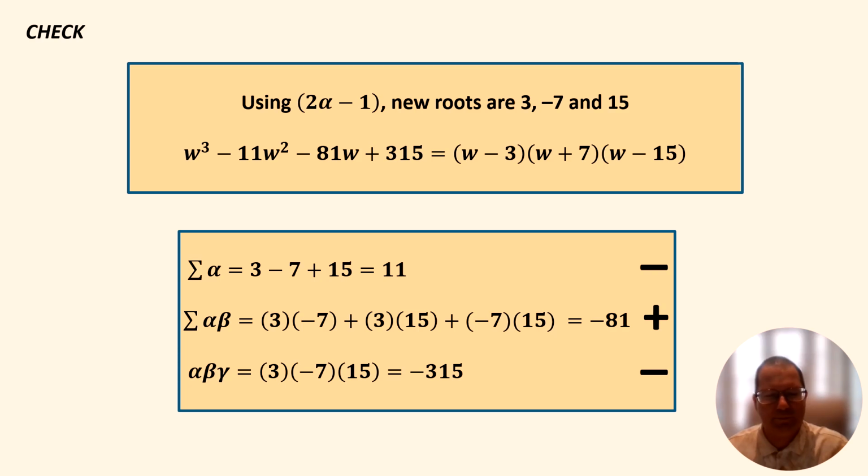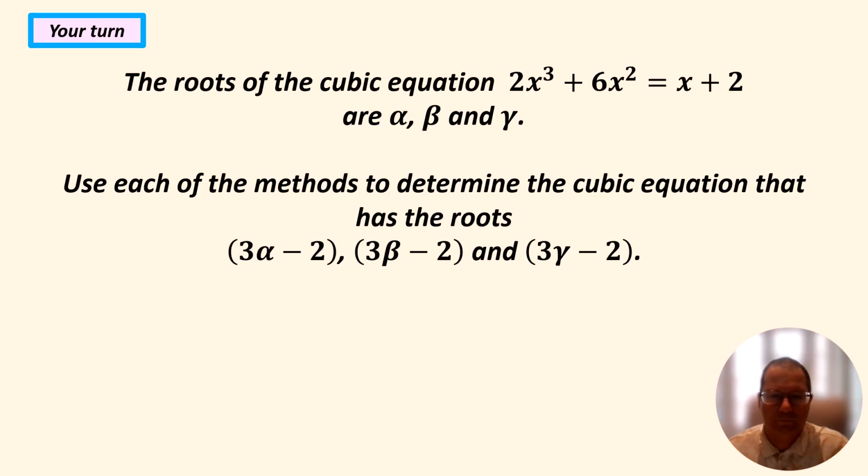And then finally, looking at the sums of the roots, sigma alpha would be 3 minus 7 plus 15 for our new roots, which does indeed equal 11, but we would need to make it negative for the cubic equation. The pair sum is given by negative 81, which would stay the same sign for our cubic equation. And alpha beta gamma, the product is negative 315, and again we would have to make that into a positive to work out the final term.